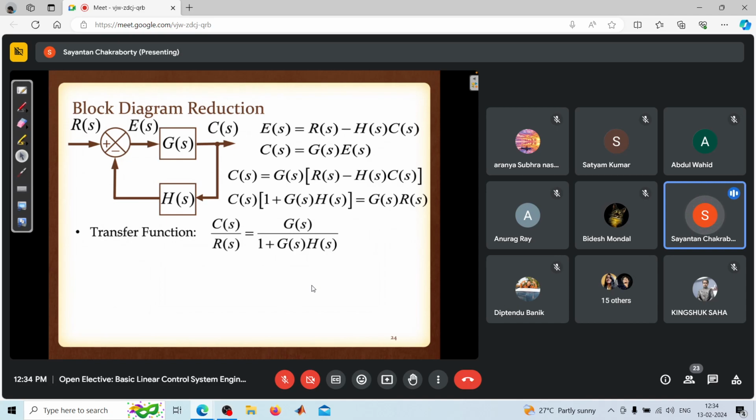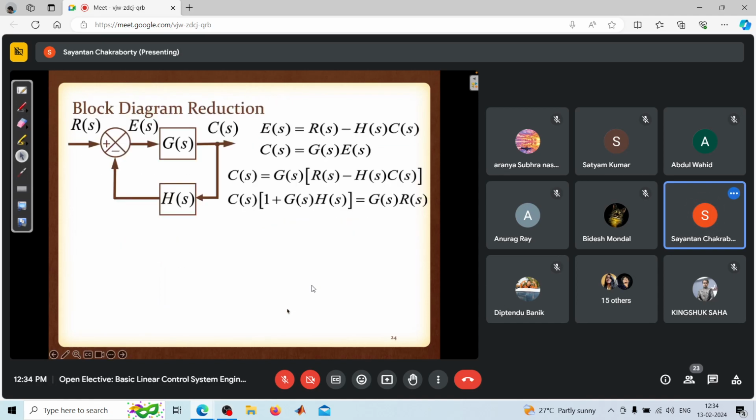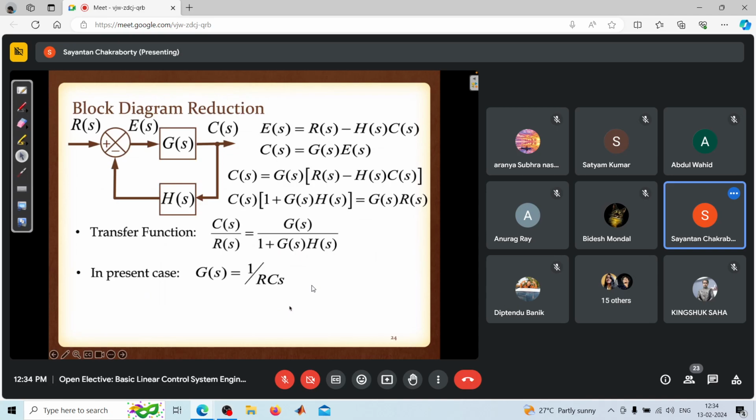In our scenario, what is G(s)? 1 by R into 1 by Cs, that is 1 by RCs. And what is H(s)? 1. The G(s) is this, H(s) is this. So what will be the transfer function?